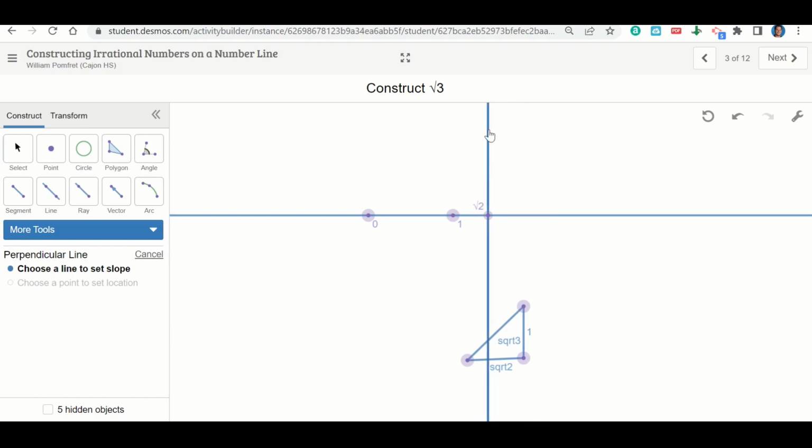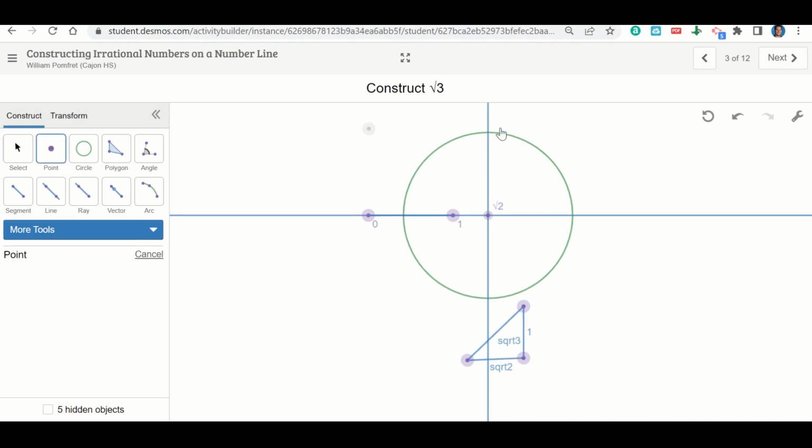Now I need to make this length here 1. So I'm going to make a segment that goes from 0 to 1. So now I can use that as my radius. So I'm going to go to More Tools, Compass. I want this length here. So notice if I put it here at 0, it goes through 1. And I want that to go with the center at square root of 2, right there. So now I have my circle, and I know that the distance from here to here is 1. So I'm going to put a point where they intersect.